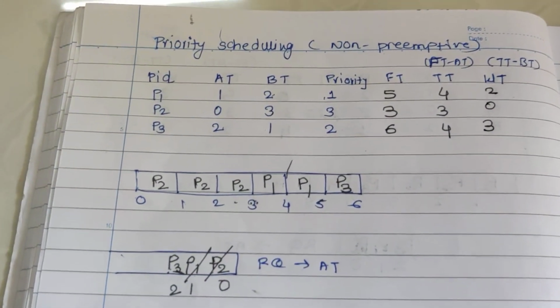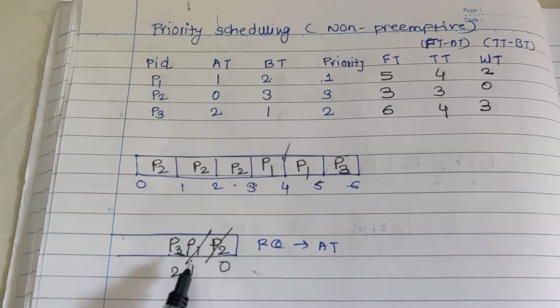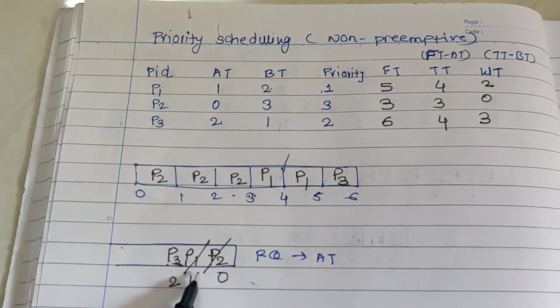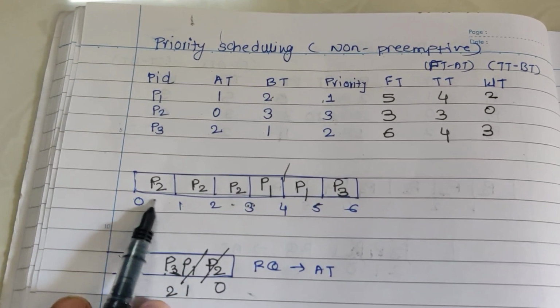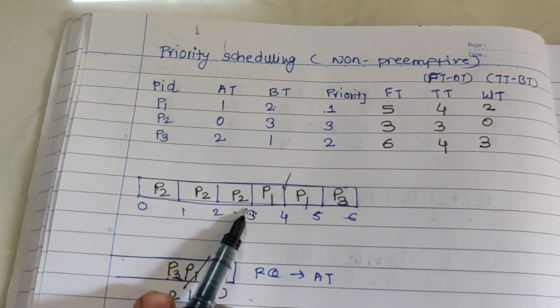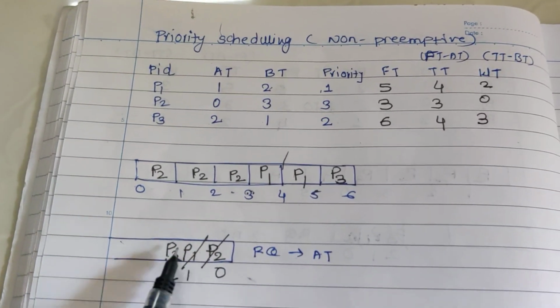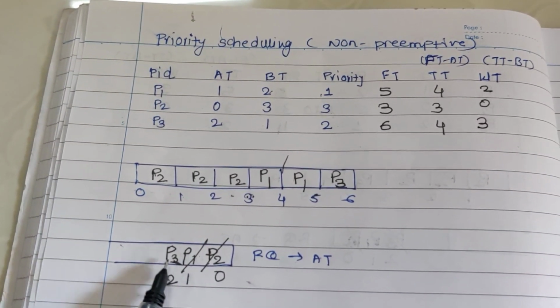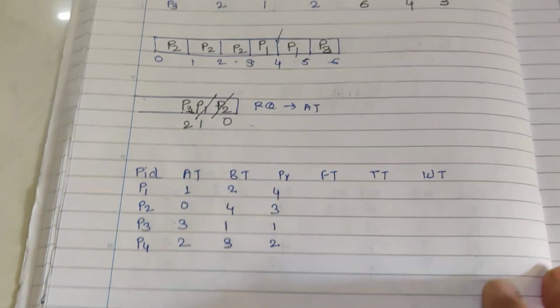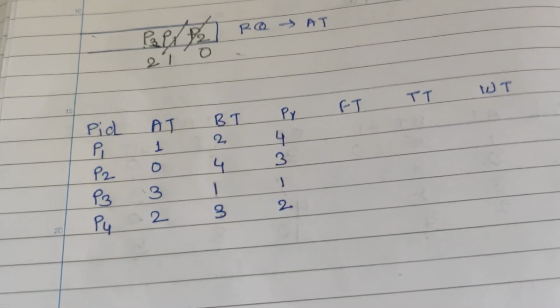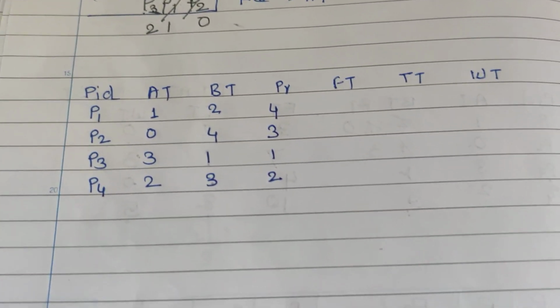So what is the selection function? The priority of the process, with the highest priority selected. There is no preemption. A process will complete its execution, and only then will we select the next process from the ready queue. Okay, let's see another example. So this is our data: P1, P2, P3, P4.